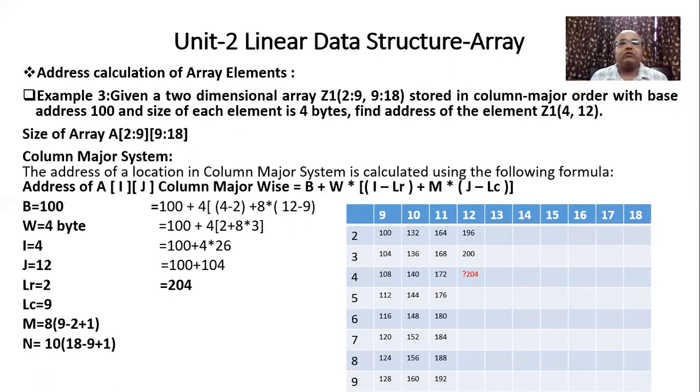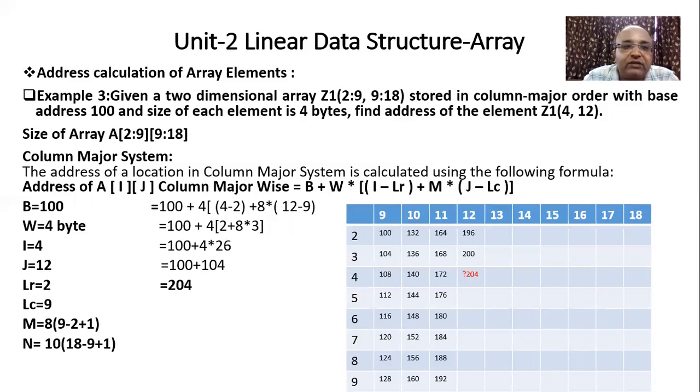Now, in a similar way, we have one more example. Given a two-dimensional array Z1, it might be possible they give the size of the array like this. Z1 is the name of the array, with rows 2 to 9, comma, columns 9 to 18. So what is this 2 to 9? It indicates the rows: your row index will start from 2 and end at 9. Similarly, 9 to 18 is for the columns: your column index will start from 9 and end at 18. And all of this is stored in which manner? Column major order.